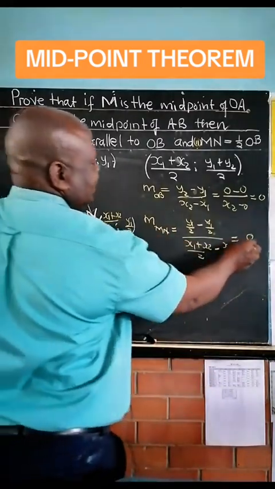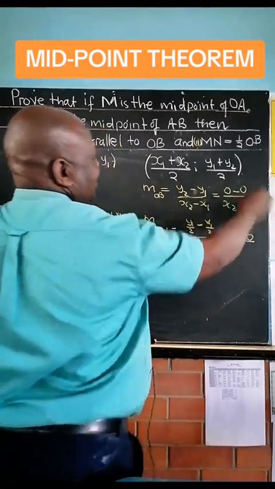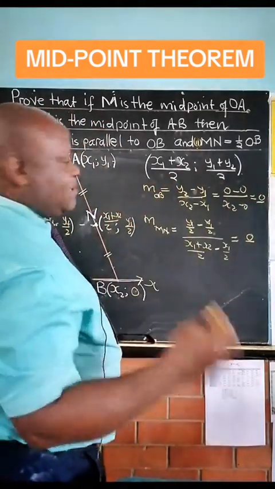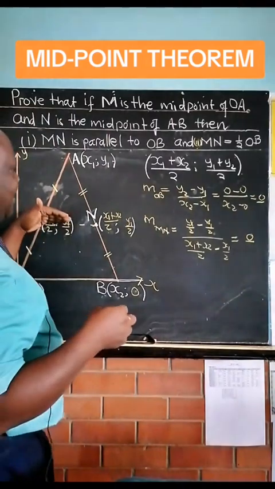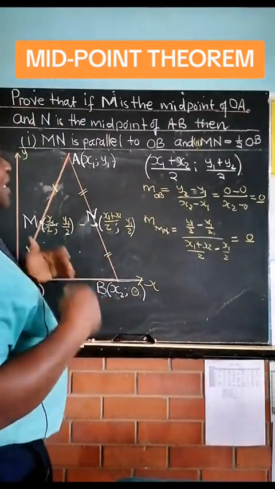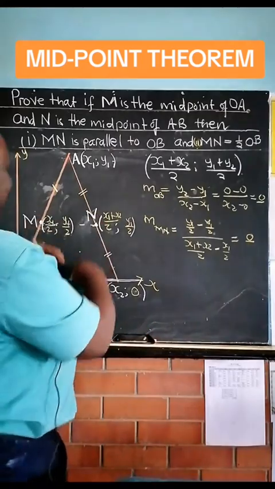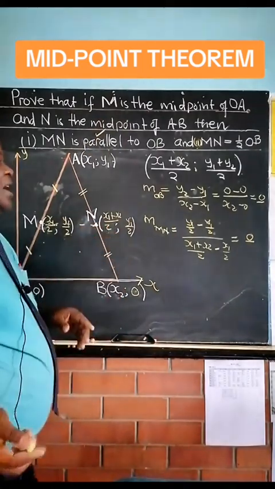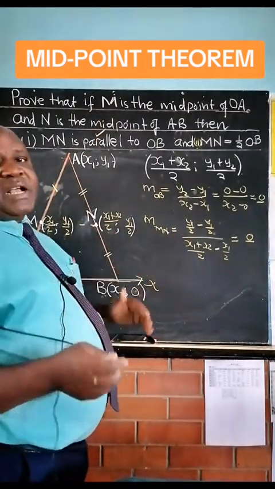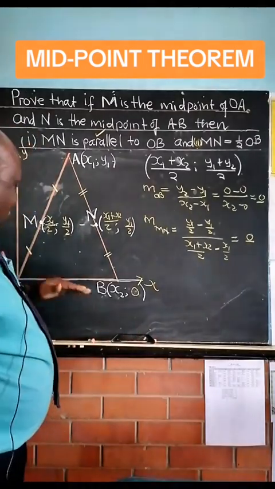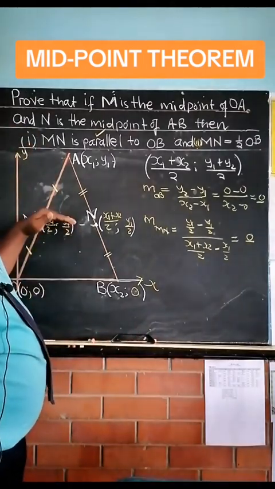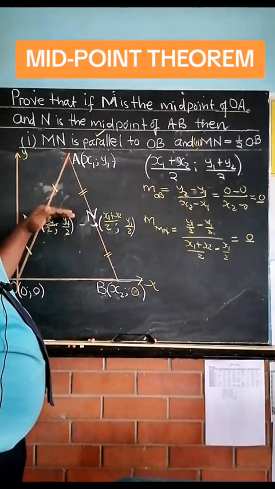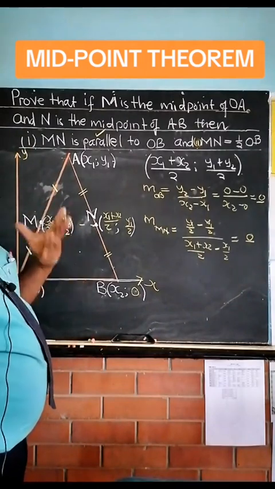So I've got a gradient of 0 and a gradient of 0. These lines are sharing the same gradient. That is, the gradient of MN equals the gradient of OB. That implies that MN and OB are parallel. So the issue of parallelism has been proved. What is left now is to prove that OB is 2 times as much as MN, or MN is half of OB in terms of length.